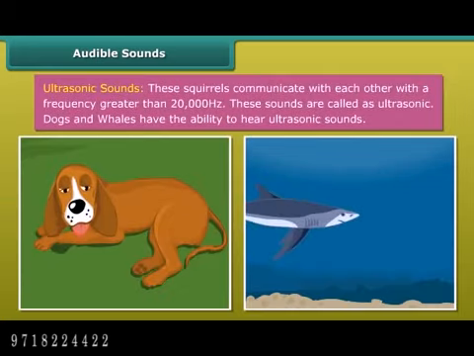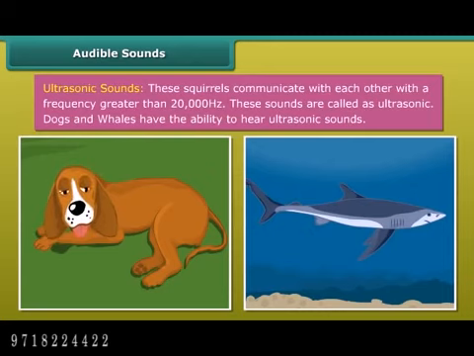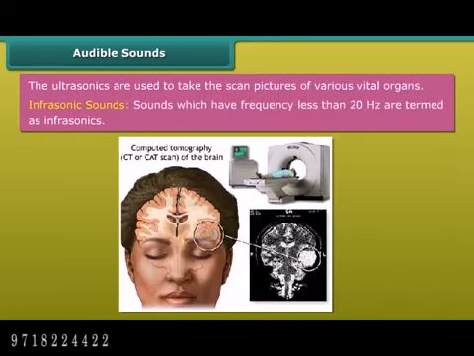Ultrasonic sounds. These squirrels communicate with each other with a frequency greater than 20,000 Hz. These sounds are called ultrasonic. Dogs, whales have the ability to hear ultrasonic sounds. The ultrasonics are used to take the scan pictures of various vital organs. Infrasonic sounds. Sounds which have frequency less than 20 Hz are termed as infrasonics.